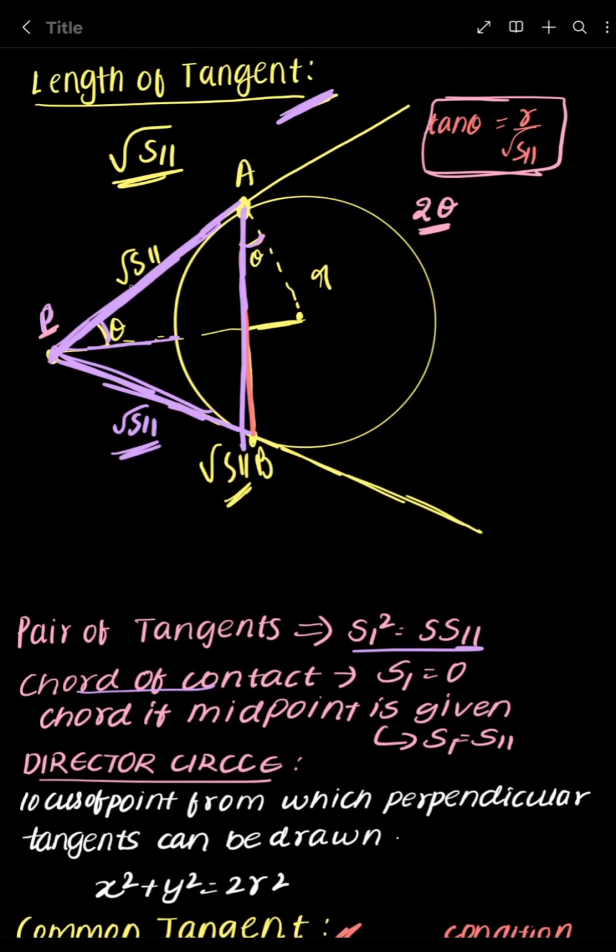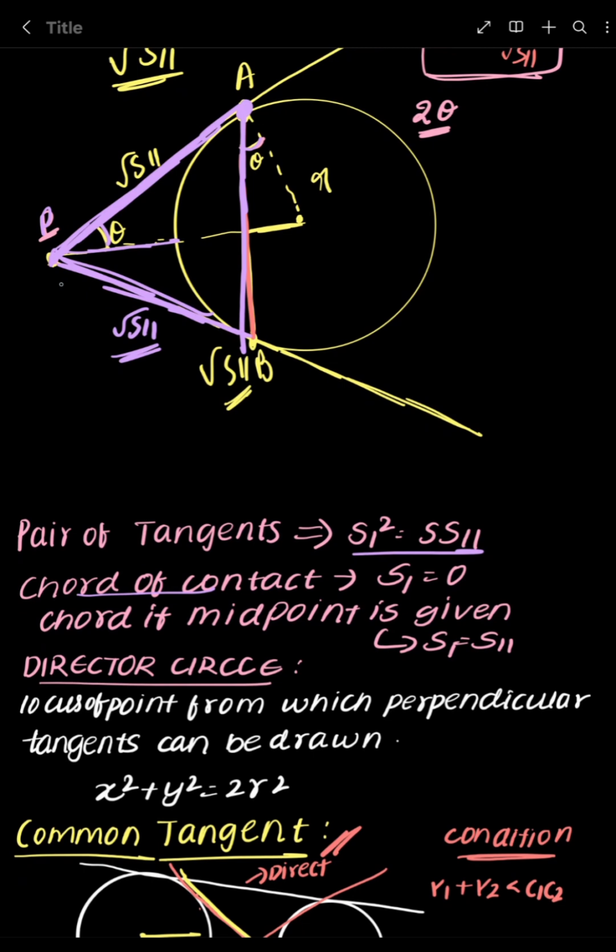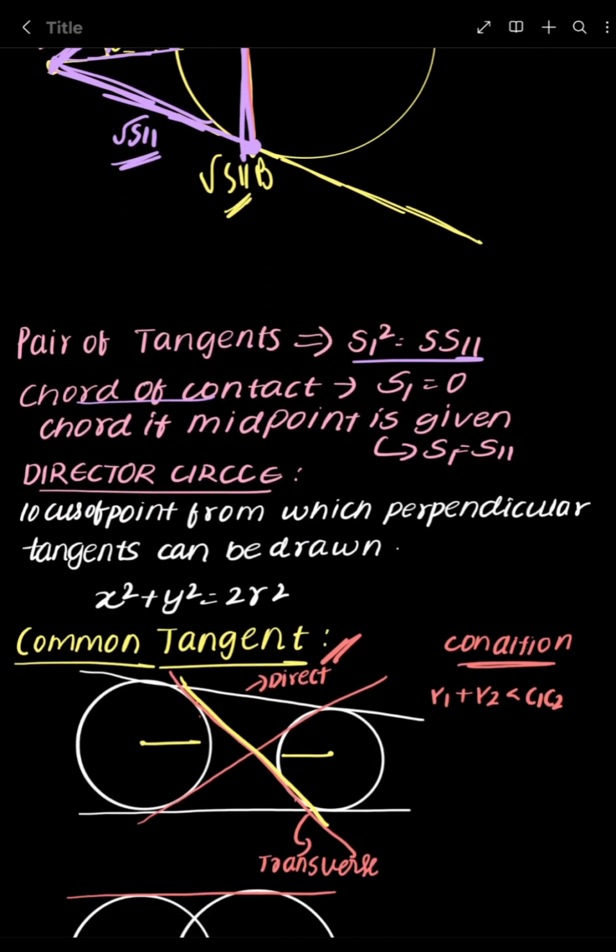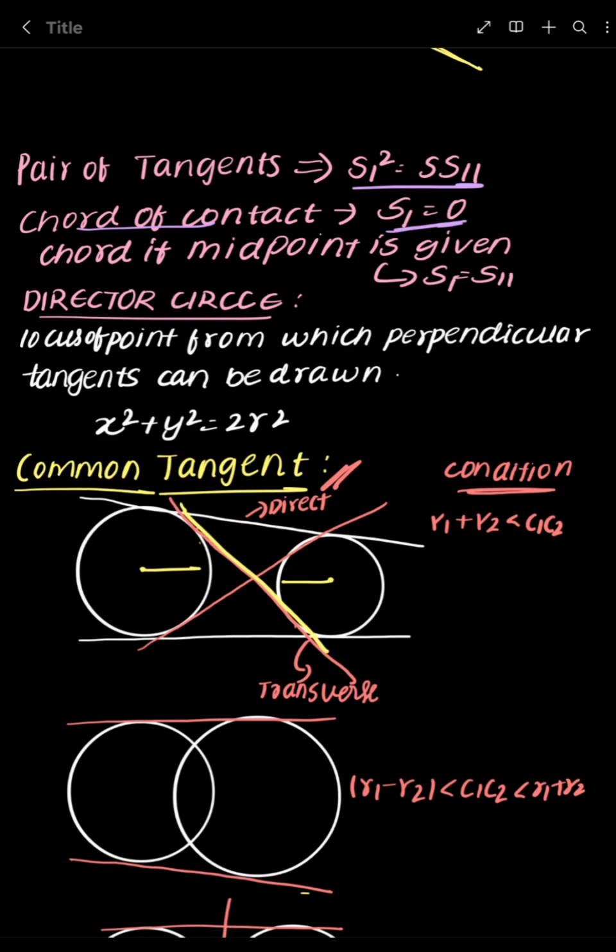Basically, this is the point of contact. This tangent is touching this circle at point A. This PB, the tangent, is touching this circle at B. Join these points and you have the chord of contact, which is S1 equals 0.